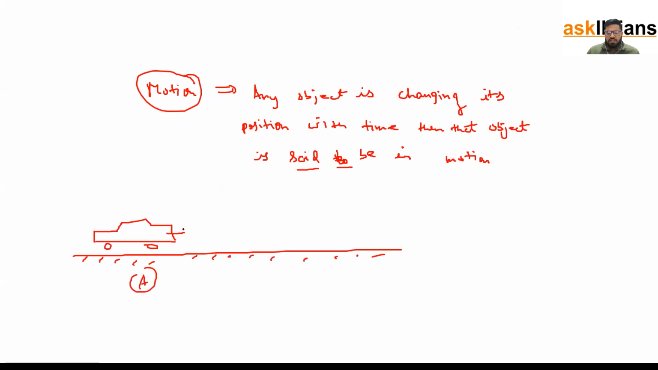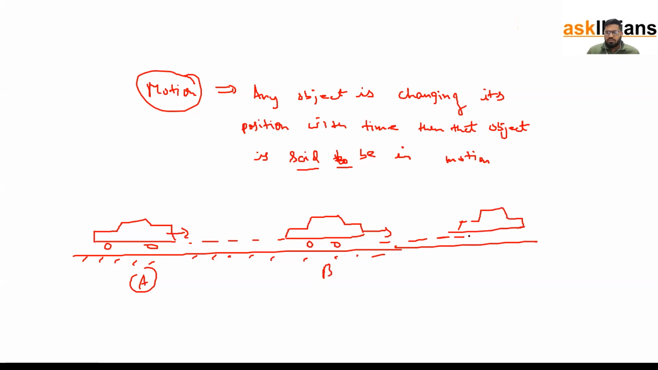Now after some time, as it is traveling towards the right, it will be present somewhere here. Yes or no? Suppose it is B. After another interval of time, it will be somewhere here. So it is constantly changing its position with time. So we will say the car is in motion.